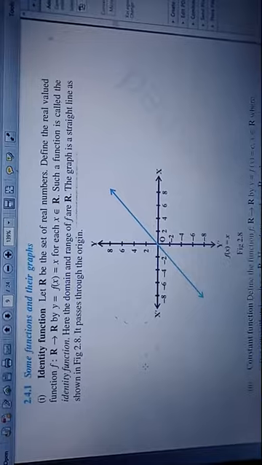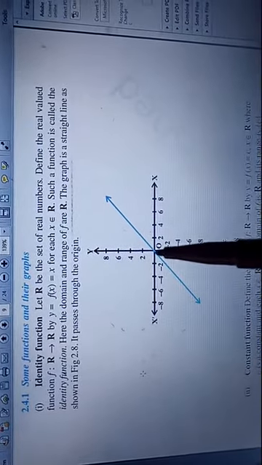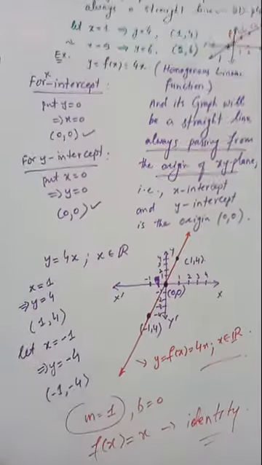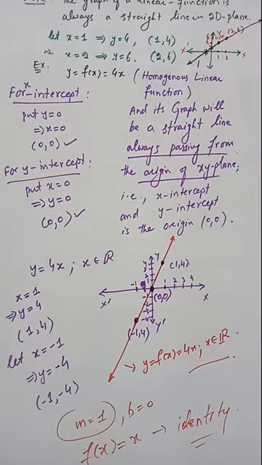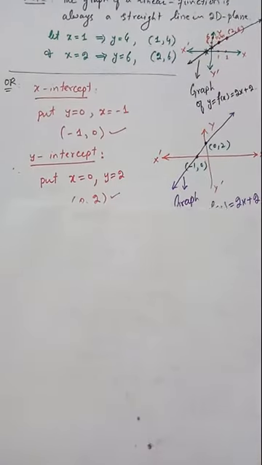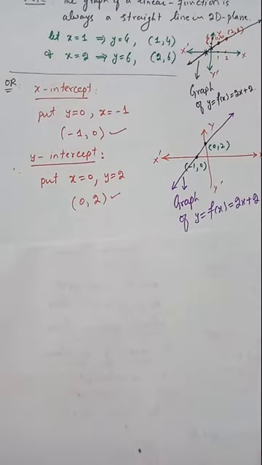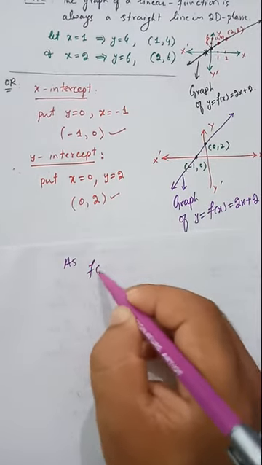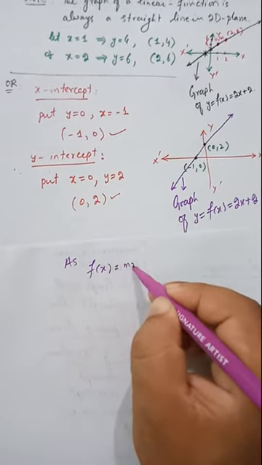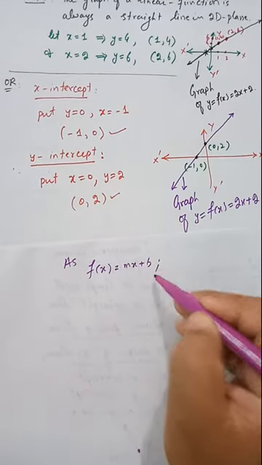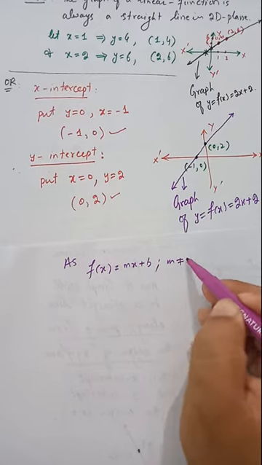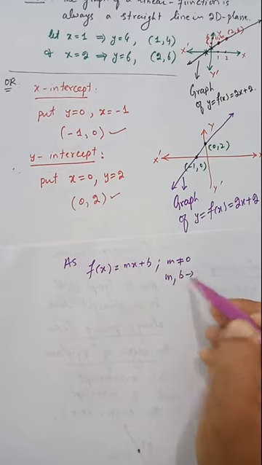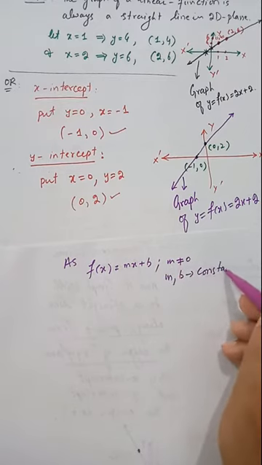Clear? You see that this is passing from the origin, xy plane. Okay, now moving towards, if f of x is equal to mx plus b, m not equal to 0, m and b are constants.